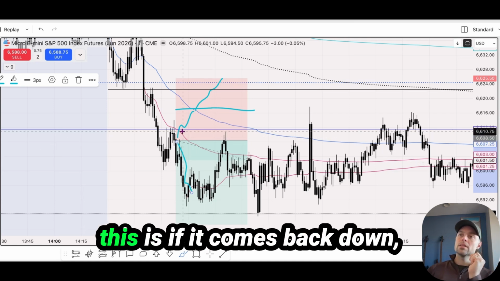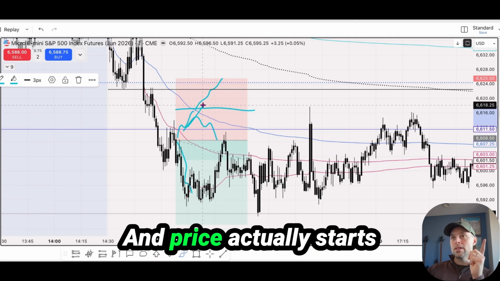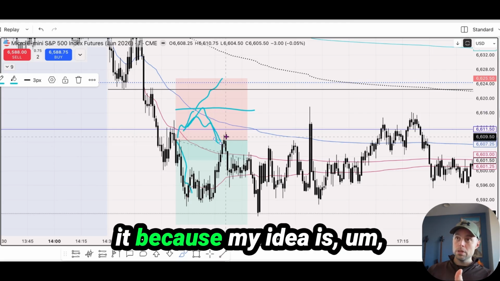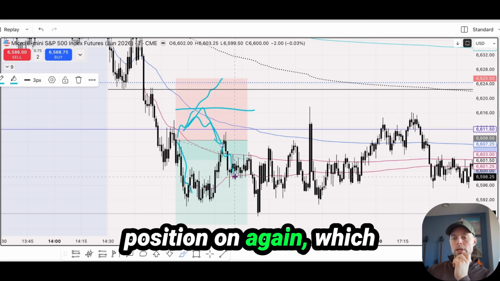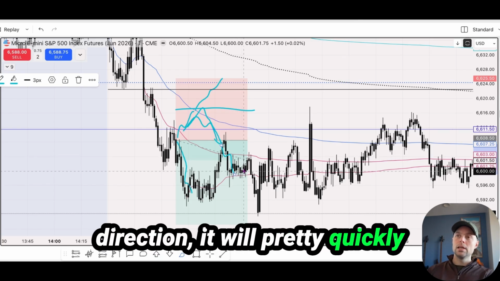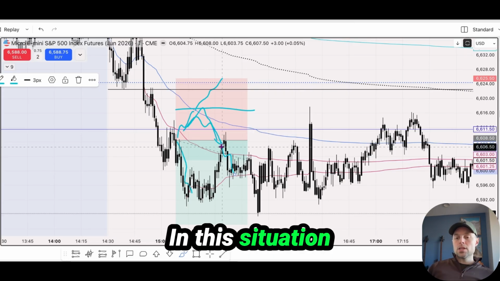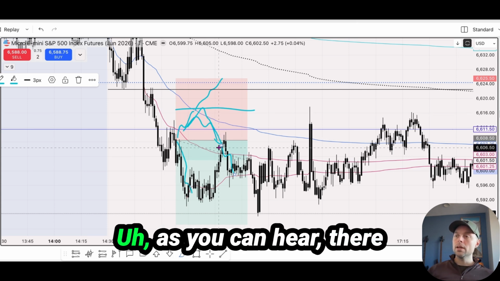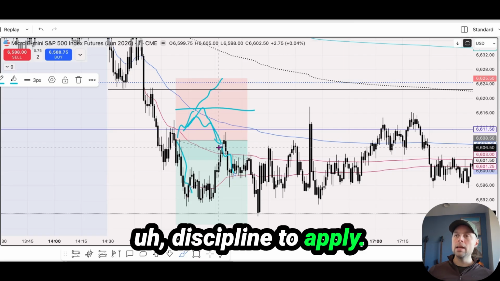One final thing to note about this is, if I've partially scaled out in drawdown, and price actually starts going in my direction again and comes back into profit, then I will scale back into it, because my idea is confirmed this way, and I will have the full position on again. If it does move in my direction, it will pretty quickly remove the small loss that I took from taking off the 2 micros in drawdown. In this situation where I add in again when it's back in profit, I will also trail the stop to minimize risk.